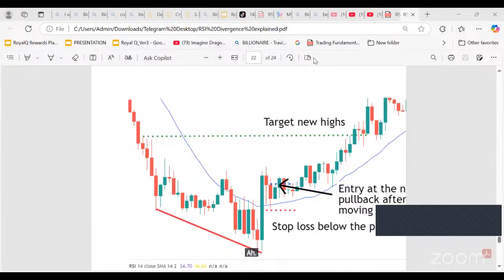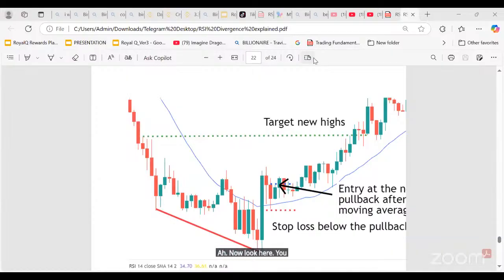Now look here. You found the divergence. Now the challenge, the sells are very many. So I've stopped singing. You find the divergence. Wait for the market to come above your moving average. Then after the moving average, wait for the pullback.